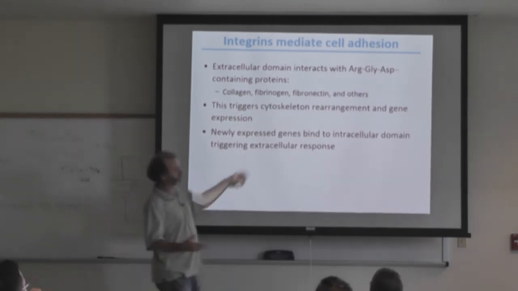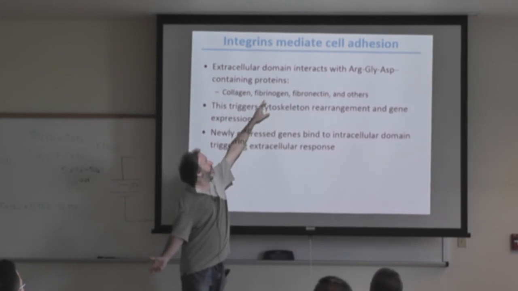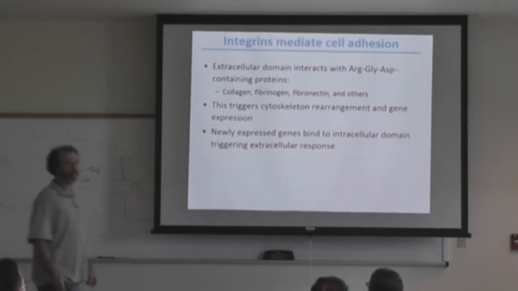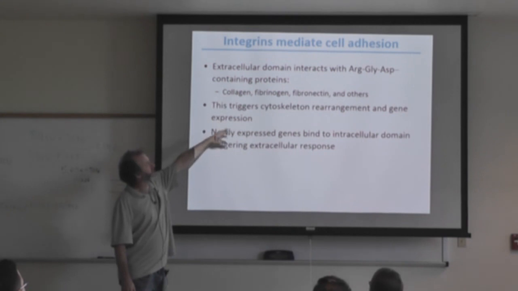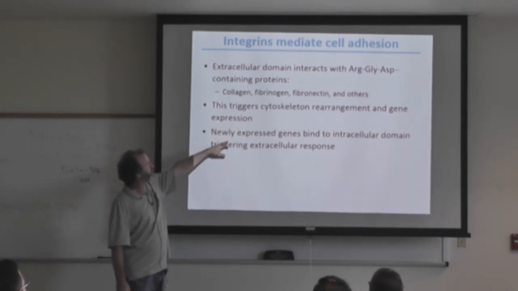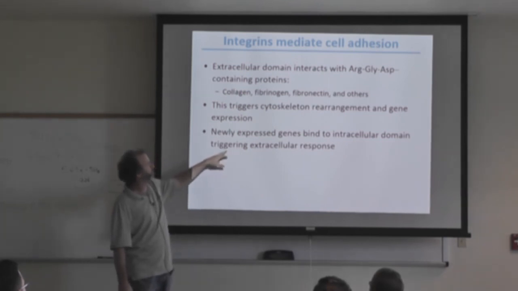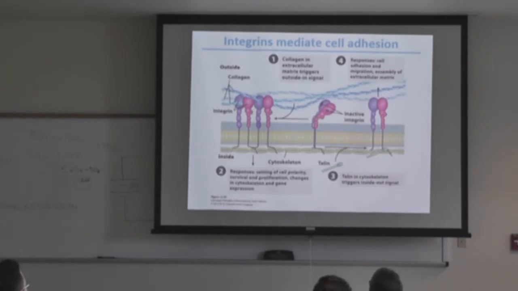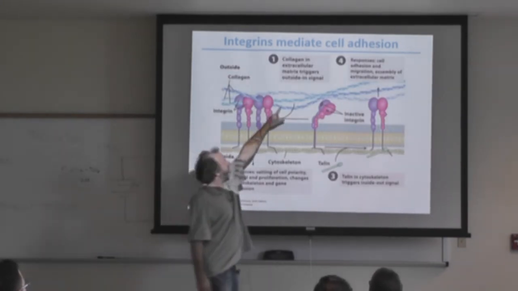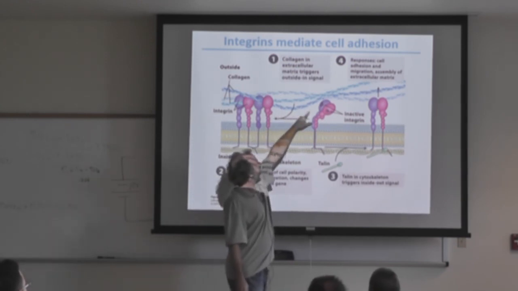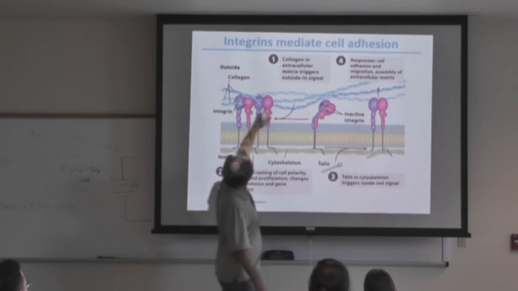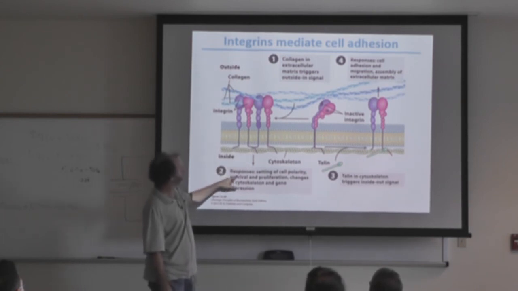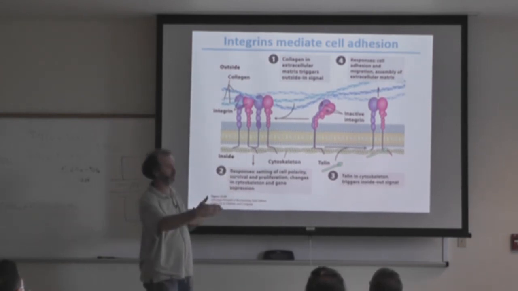So I think these integrins that interact with fibrinogen are going to respond to clotting, basically, right? And they'll alter the shape there. So this triggers a cytoskeletal rearrangement and gene expression, and the newly expressed genes bind to the intracellular domain, triggering that extracellular response. And this is the example they show. So you have collagen outside, in this extracellular matrix, and it'll trigger an outside-in signal. So the inactive integrin binds to the collagen, which will trigger a signal inside via the cytoskeleton, and it'll also cause responses which will set up polarity of cells.